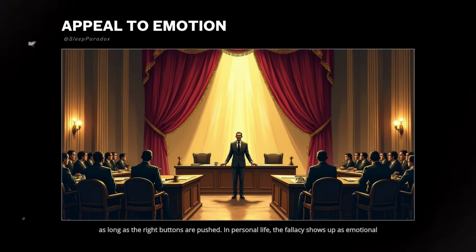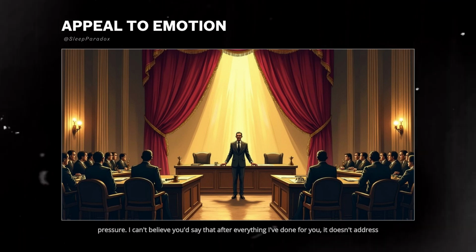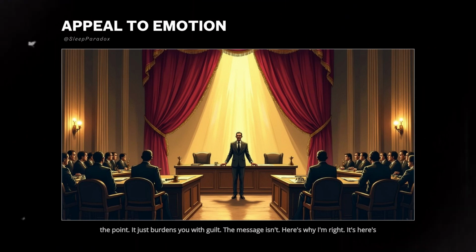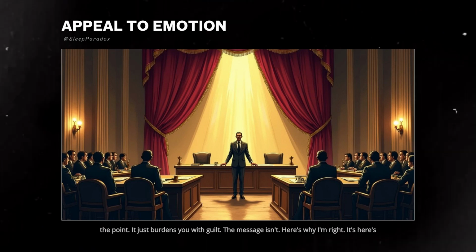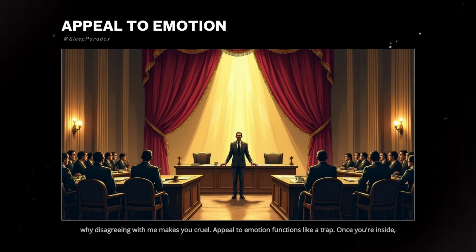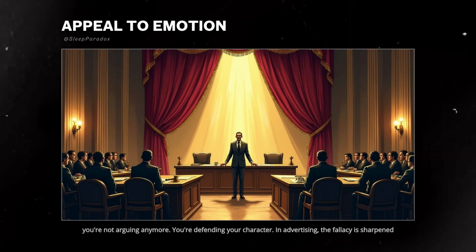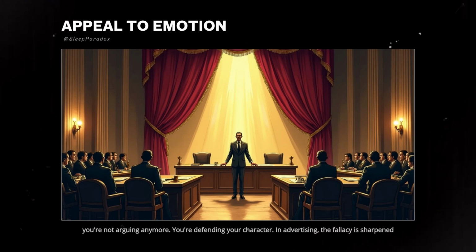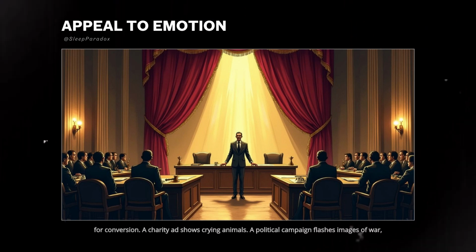In personal life, the fallacy shows up as emotional pressure. "I can't believe you'd say that after everything I've done for you." It doesn't address the point. It just burdens you with guilt. The message isn't, "Here's why I'm right." It's "Here's why disagreeing with me makes you cruel." Appeal to emotion functions like a trap. Once you're inside, you're not arguing anymore. You're defending your character.